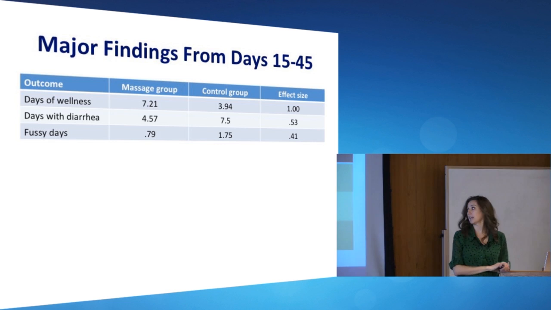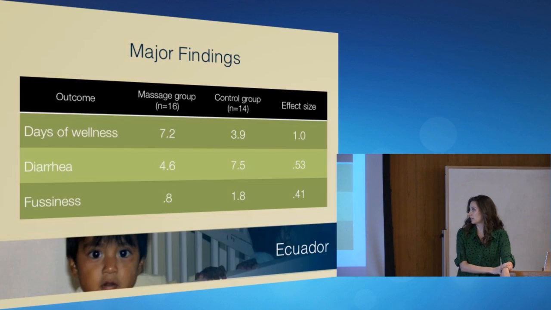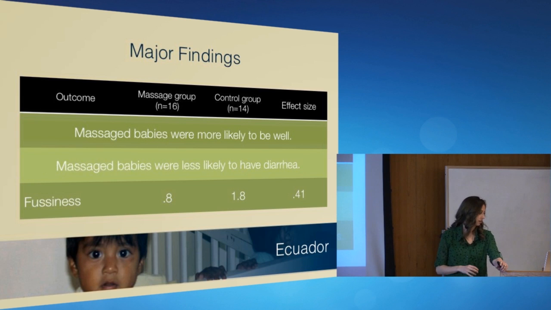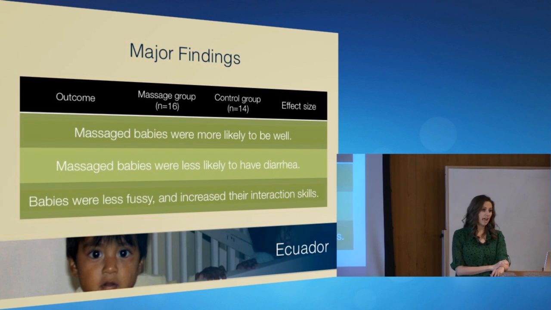So when we remade this table, we just simply put the numbers back on here, but as she was talking, we overlaid the numbers with the actual message points, which really helped to drive her point home. Massage babies were more likely to be well. Massage babies were less likely to have diarrhea, and babies were less fussy and increased their interaction skills. And all of a sudden, the data is showing something very specific.